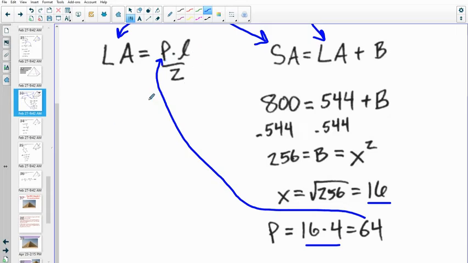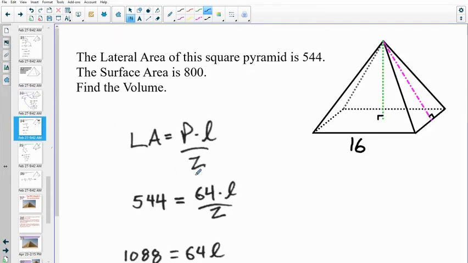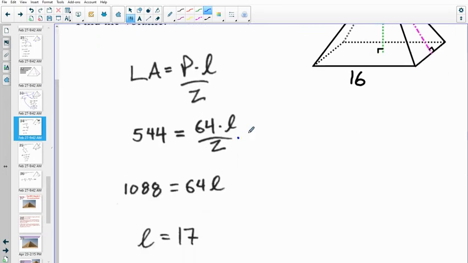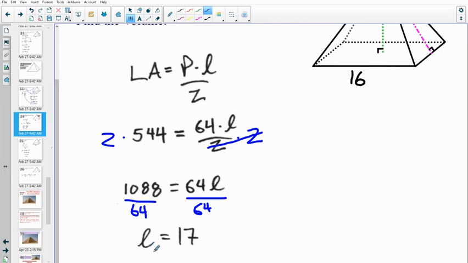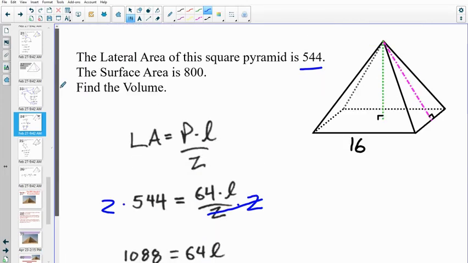And now the only thing that I don't know is the slant height. So when I plug in the 64 for a perimeter, when I plug in the 544 for the lateral area, because that was given to me in the first place, in this equation, I only don't know one thing, which is good. I can multiply both sides by 2. That gives me 1,088 on the left side, cancels out the 2's on the right, divide both sides by 64, and when I took 1,088 and divided by 64, I got a slant height of 17. That's not what we want at the end of the day, but we will need that to figure out other stuff. Slant height of 17.